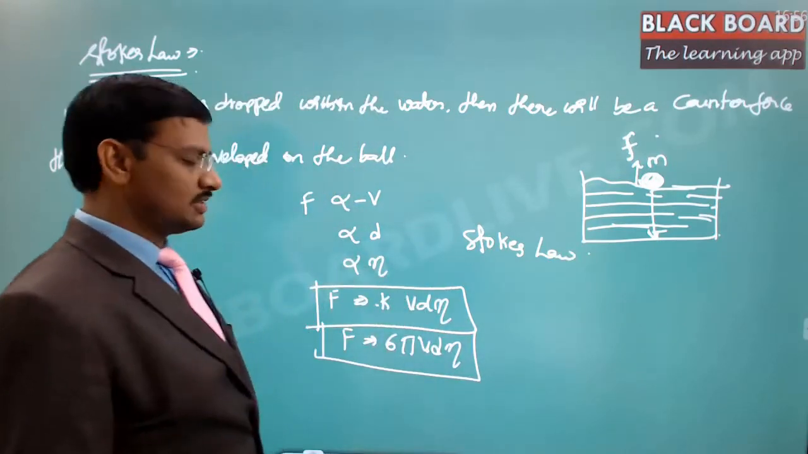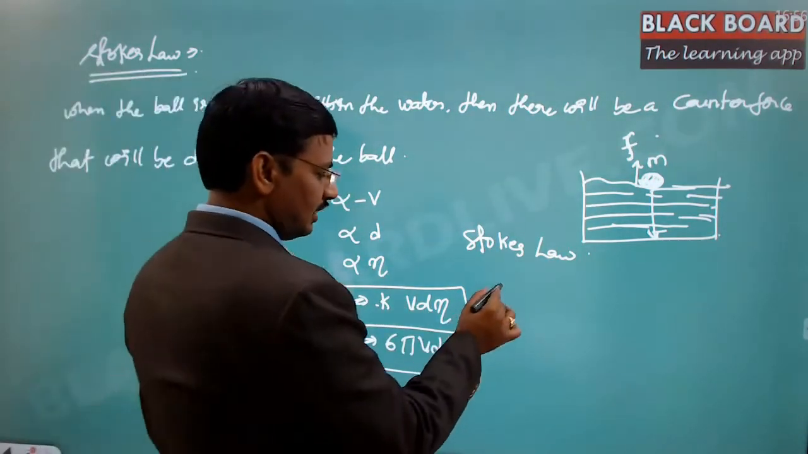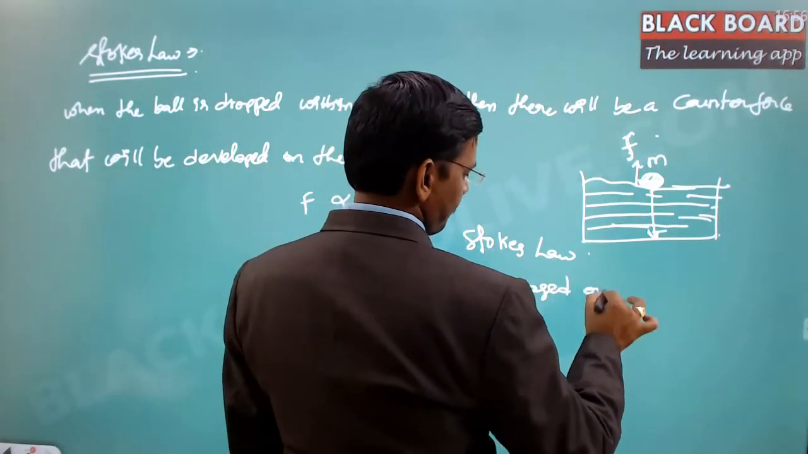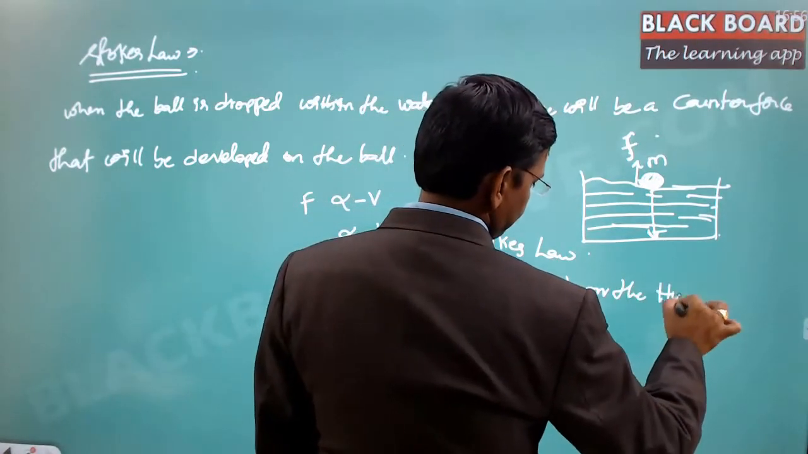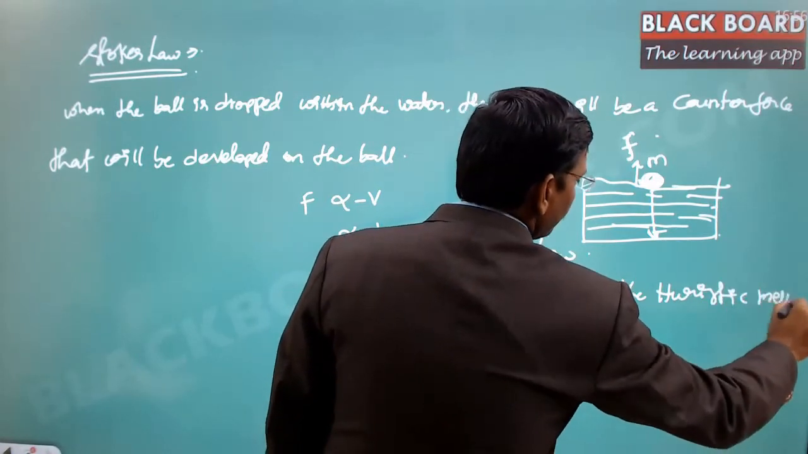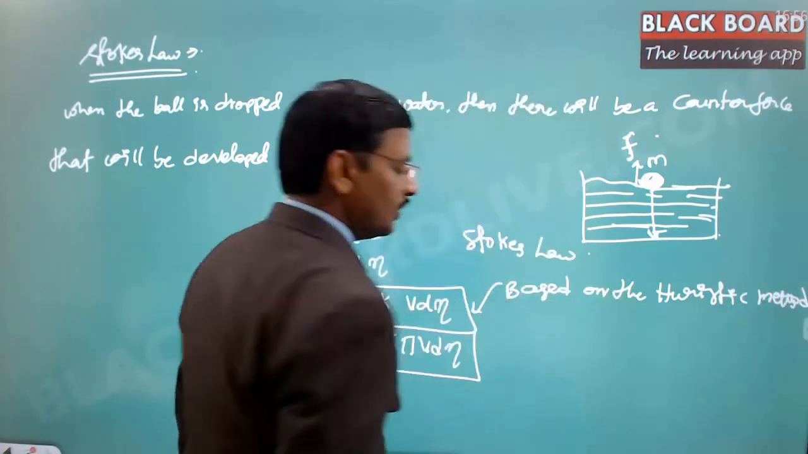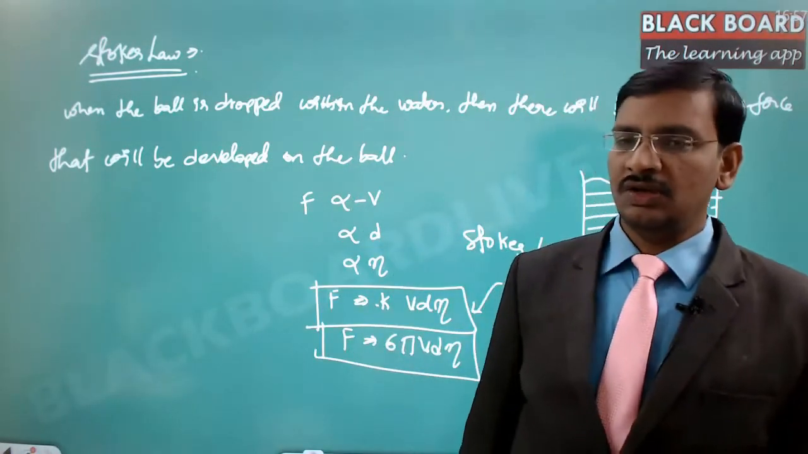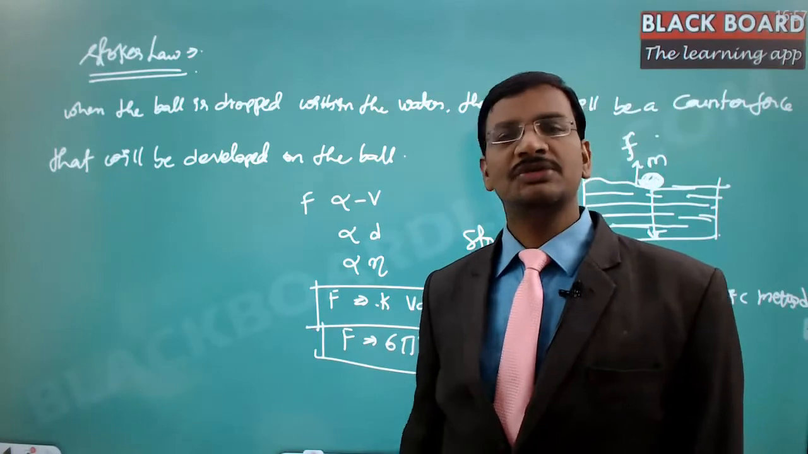Right? So this 6 pi is based on heuristic methods. I hope you are aware of what a heuristic method is. Heuristic method means that based on experience we came to a conclusion. So this is what is true.